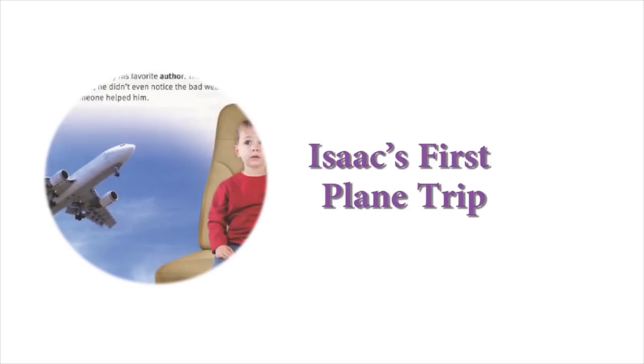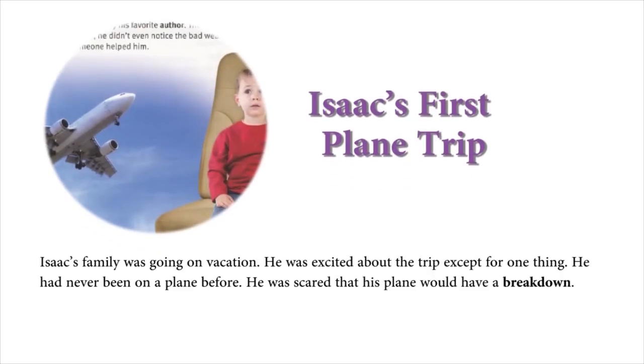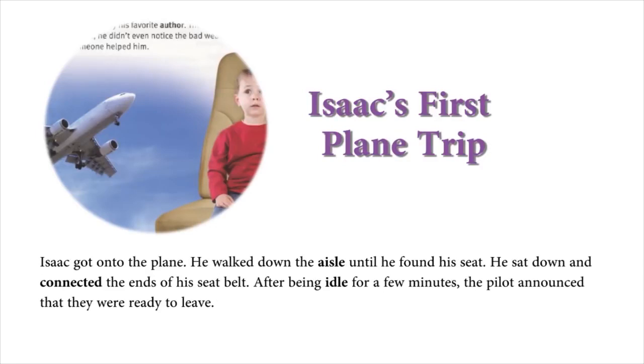Isaac's first plane trip. Isaac's family was going on vacation. He was excited about the trip, except for one thing. He had never been on a plane before. He was scared that his plane would have a breakdown. Isaac got onto the plane.